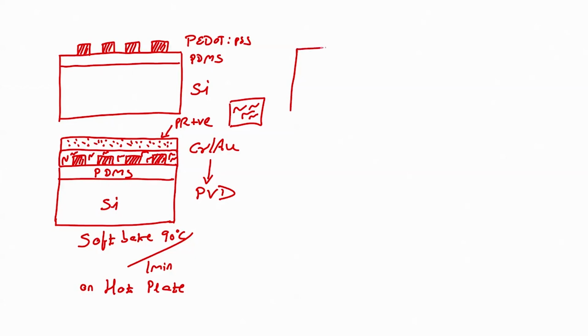The next step is our favorite step. What is the next step? The next step would be to use a mask, right, and expose the wafer. Use mask and expose the wafer. Exposing the wafer with what? Exposing the wafer with UV light.